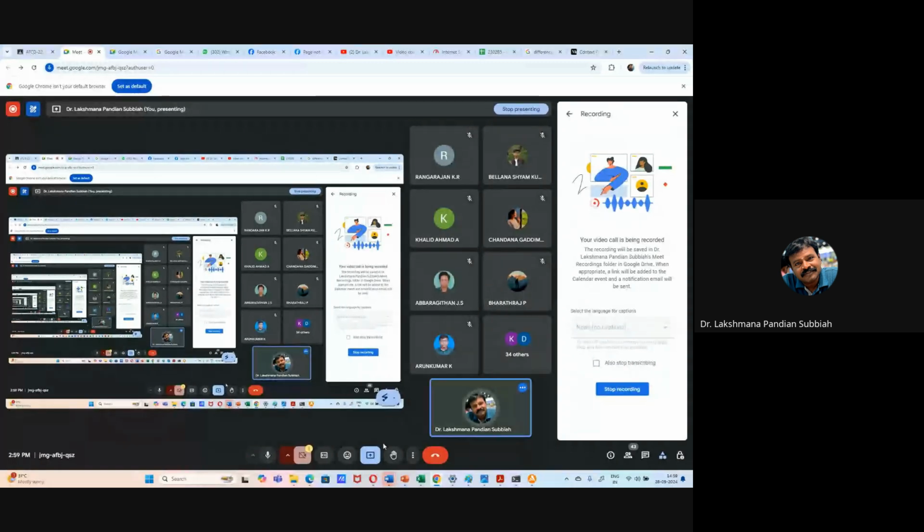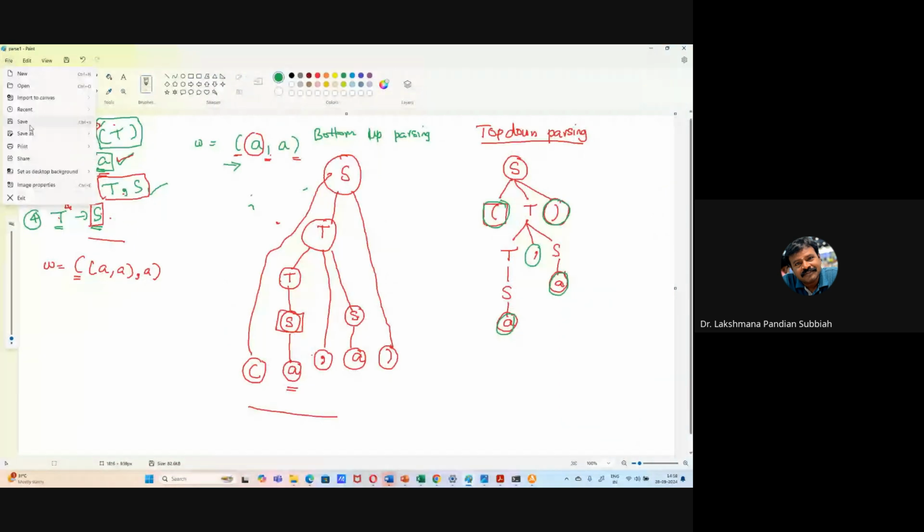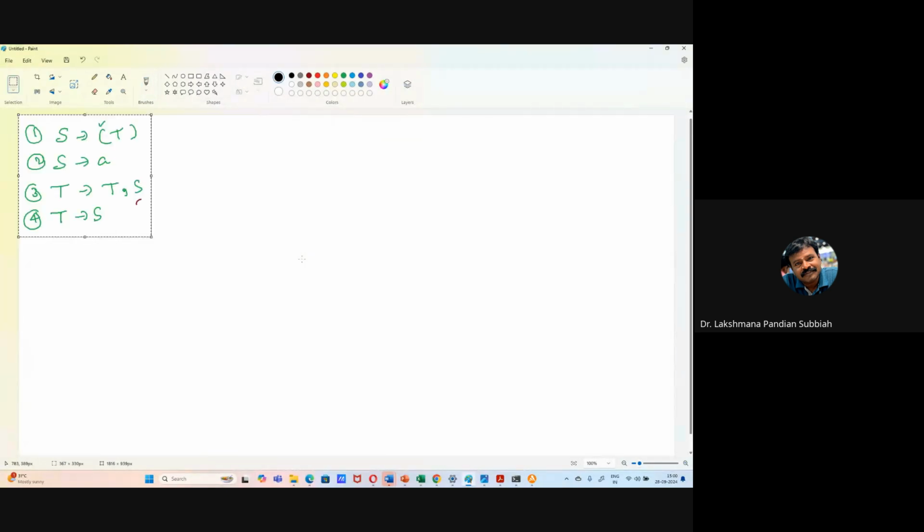Okay, I'll start the next topic now. We are going to see many parsing techniques, right? In bottom up parsing we have many types. I'll list them out here.